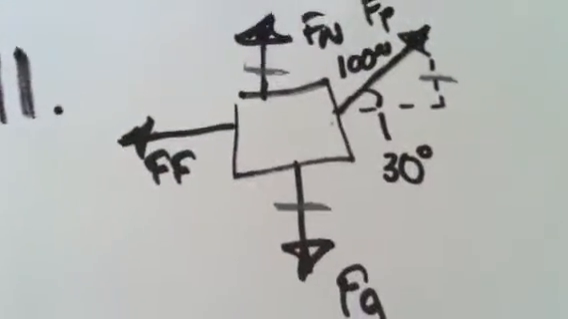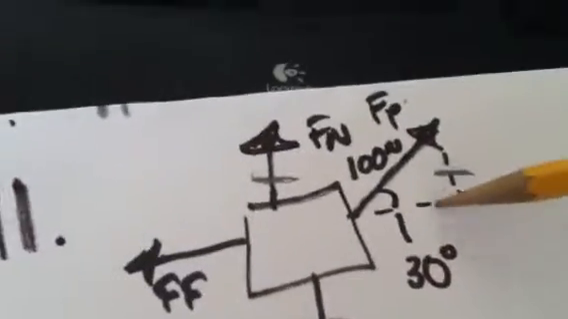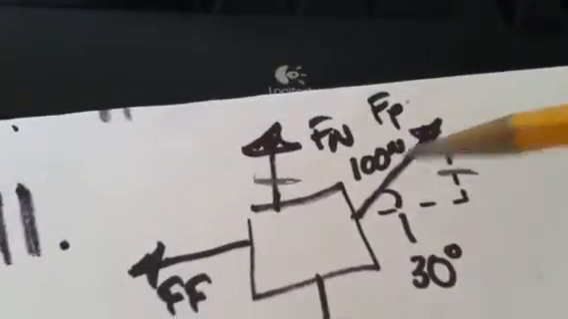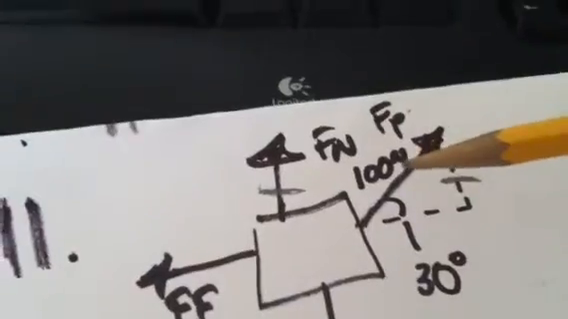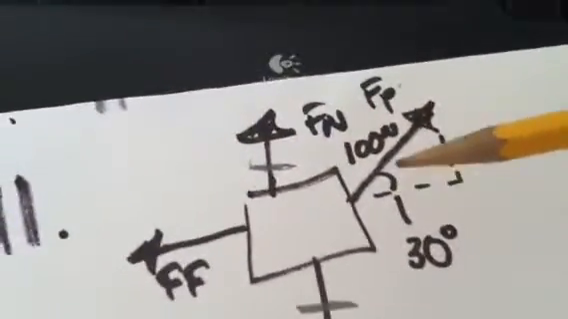Okay, so I did the niceness of drawing a force diagram for you guys so you can visualize this. We know that force gravity and force normal are going to balance out. And so I broke up force pull into two different vectors, the x right here and then the y. It's being pulled by the 100 Newton force at an angle of 30 degrees.